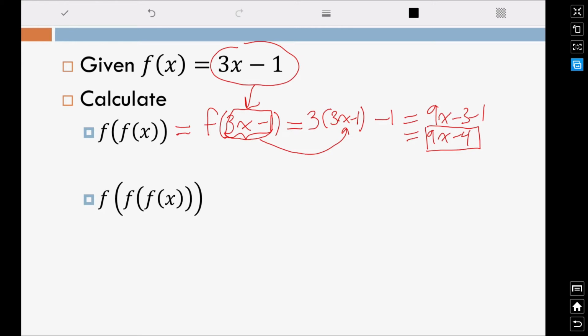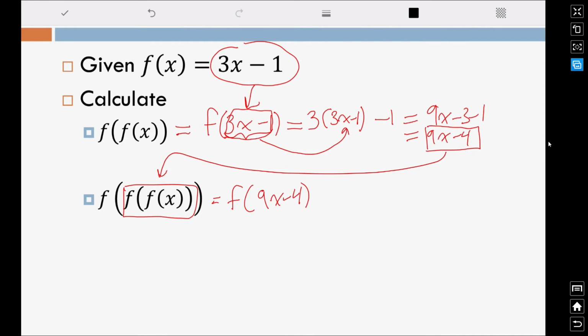So here's f of f of x. Well, thankfully, we already know what f of x is, so we can replace this quantity with this quantity over here. And so all of this gets substituted into here. So now we get the following. It becomes f of 9x minus 4. Okay, and we do the exact same thing as the previous one. Well, we know f of x is just 3 times x, and we know in this case x is just going to be equal to this. So this becomes 3 times 9x minus 4 minus 1.